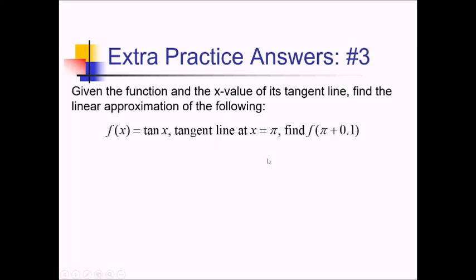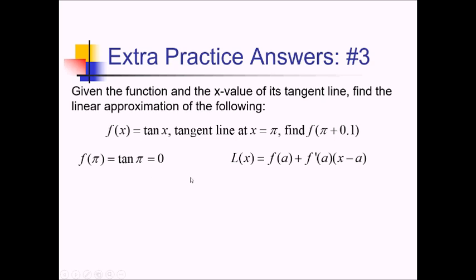For this one, I want to figure out f of pi plus 0.1, or at least approximate it, for the tangent function using a tangent line at x equals pi. So let's start with the linearization formula. L of x equals f of a plus f prime of a times x minus a. So f of a, that's going to be plugging the a value pi into the original formula. So that's going to be tan of pi. And tan of pi, that's the slope at 180 degrees. So that's going to be 0.